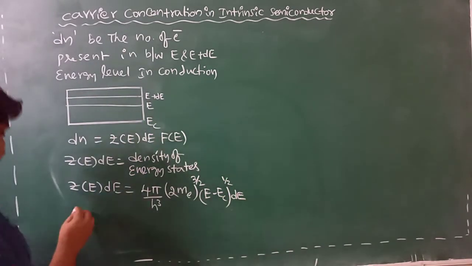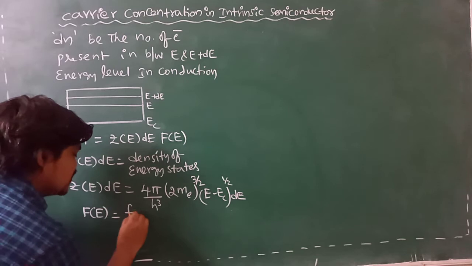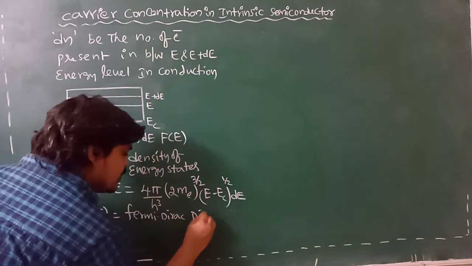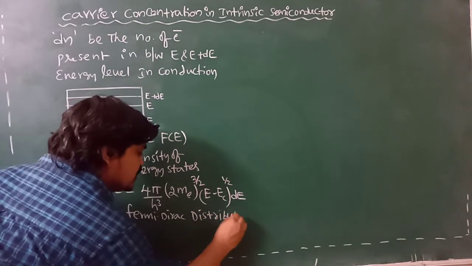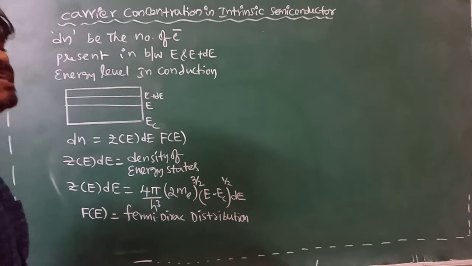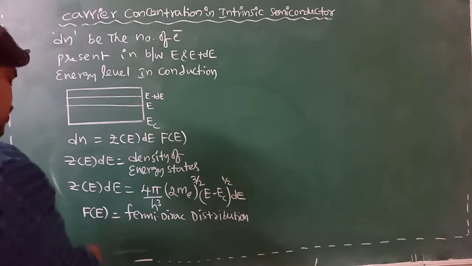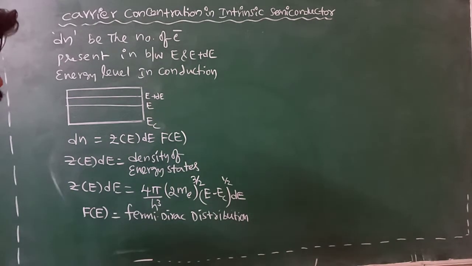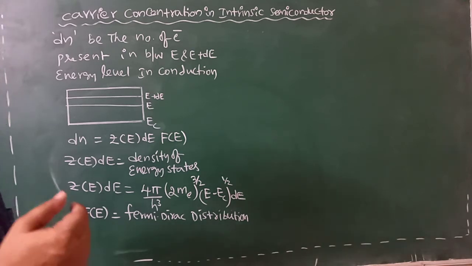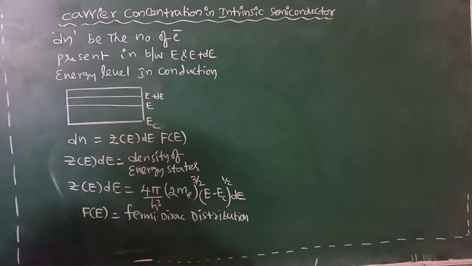Next one is F(E). F(E) is the Fermi-Dirac distribution. The Fermi-Dirac distribution is a probability function. It represents what probability the electron has to occupy a particular energy state E. That probability is defined by the Fermi-Dirac distribution function.